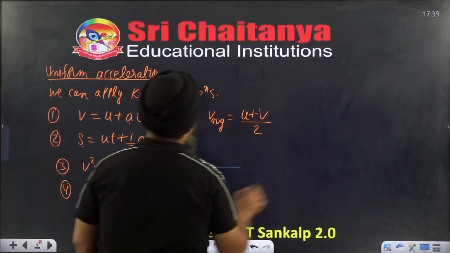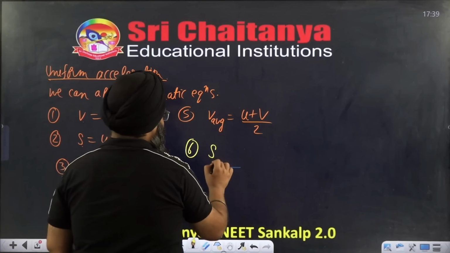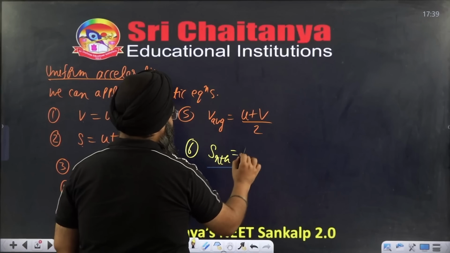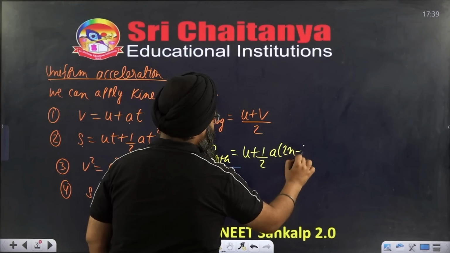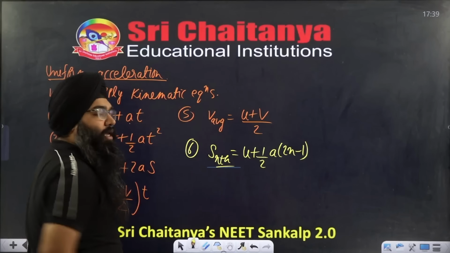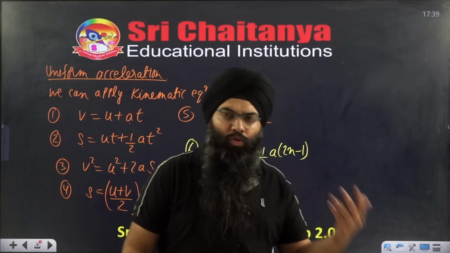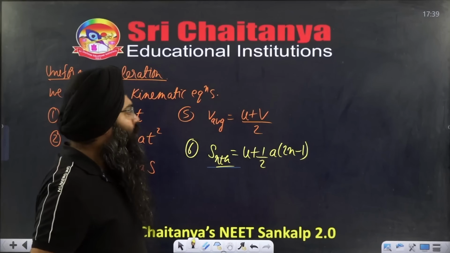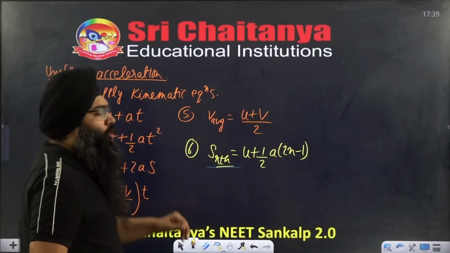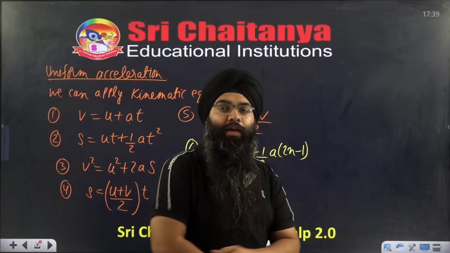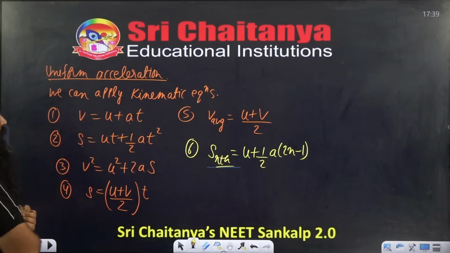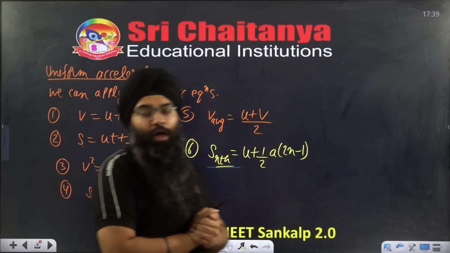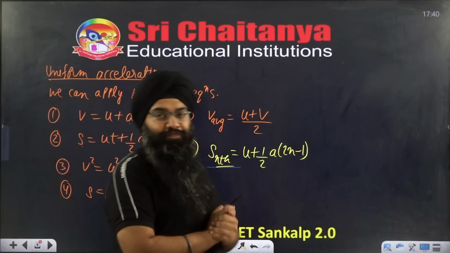And one more important relation is that the displacement in the nth second can be written as U + ½A(2n − 1). This is the displacement of the particle in the nth second. I hope you know all these things because you would have already done them. I'm just giving you a quick overview of all the related concepts applied in motion in a straight line. So these are the equations of kinematics which you can apply for uniformly accelerated motion.